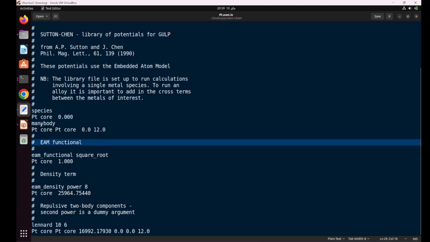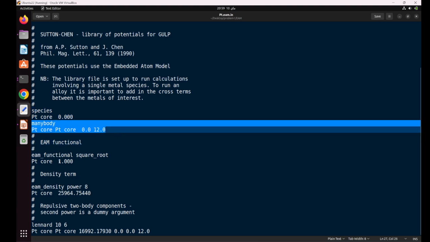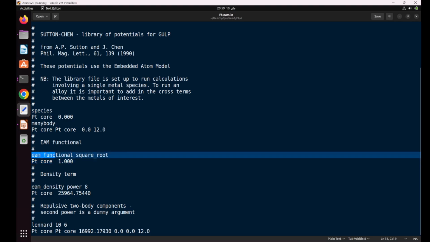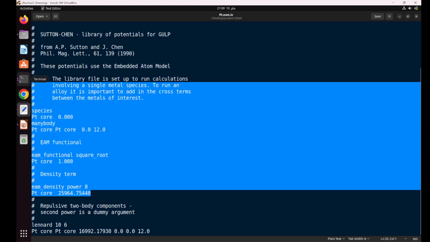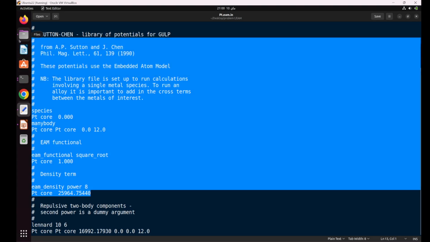And as you can see, it also defines the species. It's platinum. There is a many body term and it says what type of EAM functional is used. It's a square root, and I hope the word square root clicks with what we have learned about the properties of the functional that we need to choose for the embedded atom method. There's an EAM density power, some parameters. We will not actually delve into explaining these. If you are interested, you can check the manual of Gulp. But really what I've done here is I copied them from the library.